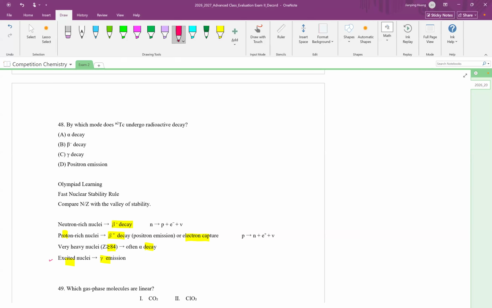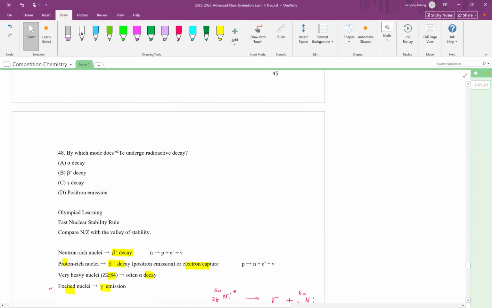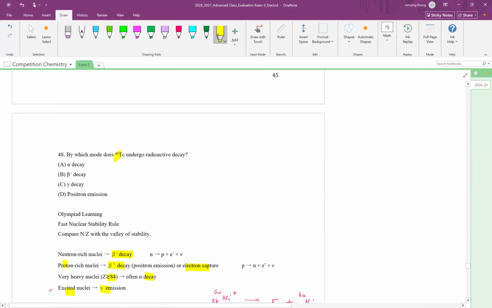Now, this one so far has not been on an exam, but it's on the way. It's a classical one. Cobalt-60 with a star is called an excited nucleus, so we have gamma-based energy release and you get nickel-28. In this case, everyone, this is at least the second time it has appeared on the exam.